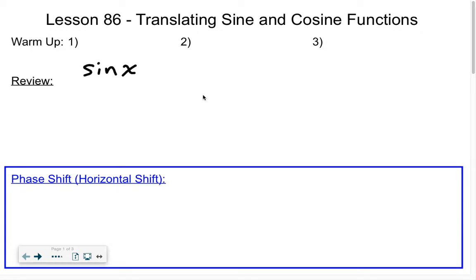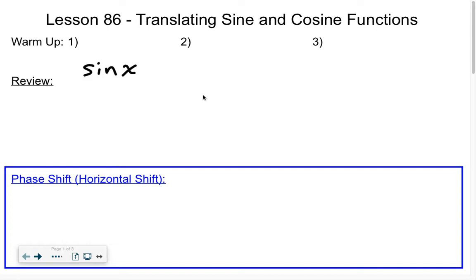So for lesson 86, we're talking about translating the sine and cosine functions. Translating means what again? It's a transformation, but specifically what type of transformation? Sliding, or sliding or moving. So what we're going to do today is take the sine and cosine functions that we did on Tuesday, and we're simply going to take that graph and move it throughout the coordinate plane.